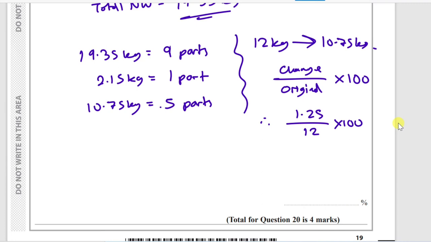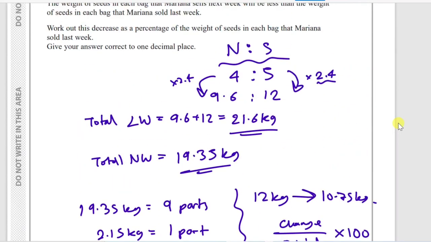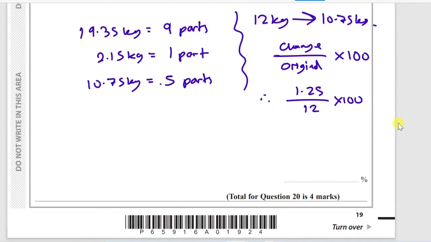So put that in your calculator, guys. And when you do that, you should get a percentage decrease. How many decimal places do they want? One decimal place. So I'll write a full answer. So you get a percentage decrease of 10.4%.